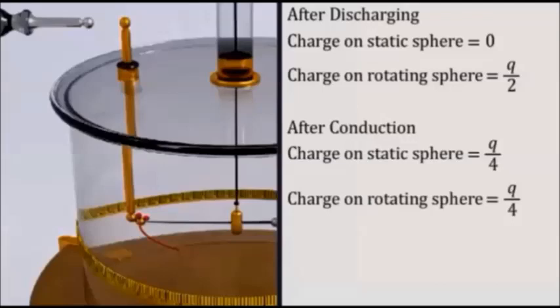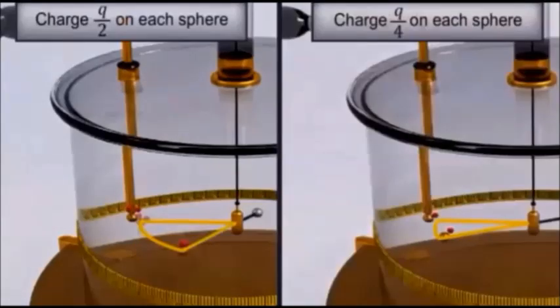So they will repel each other and the amount of deviation is noted from the circular scale attached with the cylindrical glass case. But the deviation was lesser than the previous case. In the first case, the charge accumulated on both the spheres was Q by 2, and at that time, they showed a large amount of deviation. But with the charge Q by 4 on each sphere, they showed less deviation.